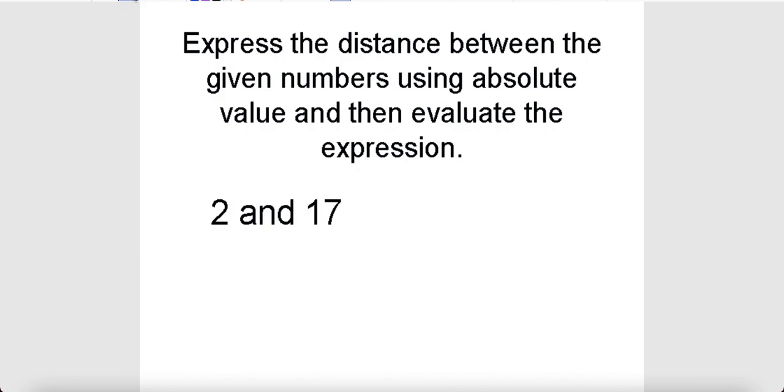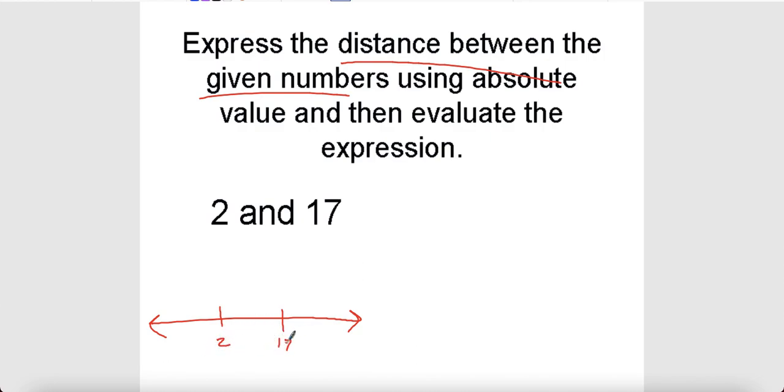Okay, now let's think about how we could do something like this. So we're going to express the distance between the given numbers using absolute value and then evaluate the expression. Well, distance between numbers, let's think about this for a moment. If we have two numbers on a number line, we'll call them 2 and 17. What could we do? What operation can we perform that gives us the distance between those?